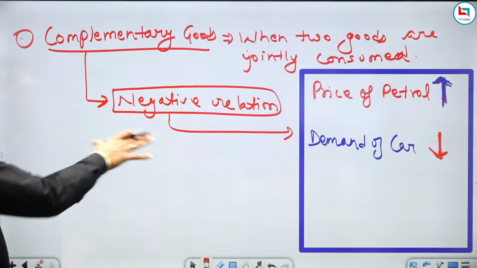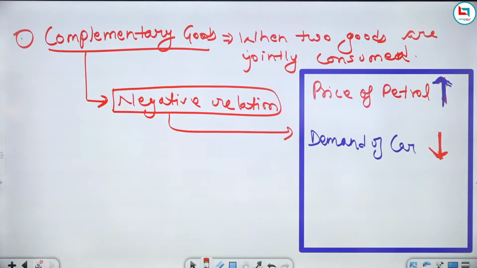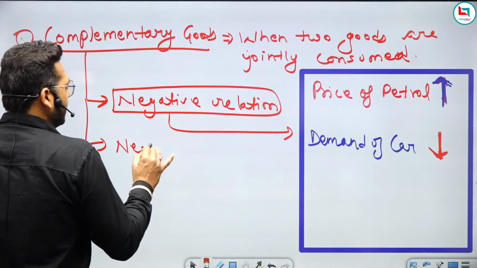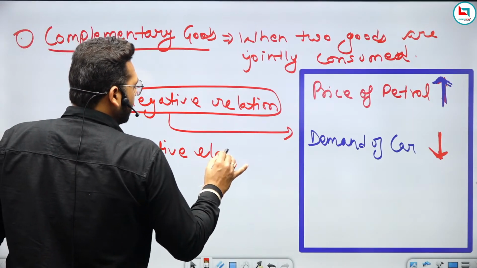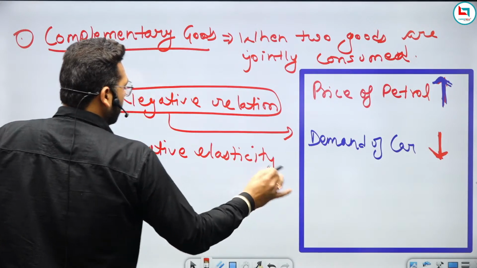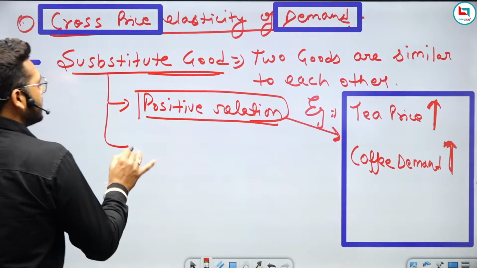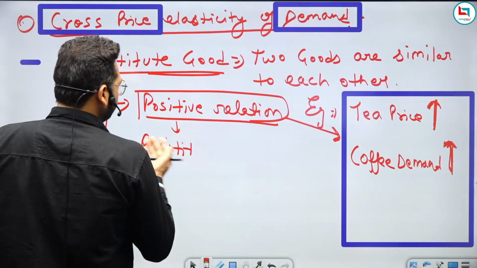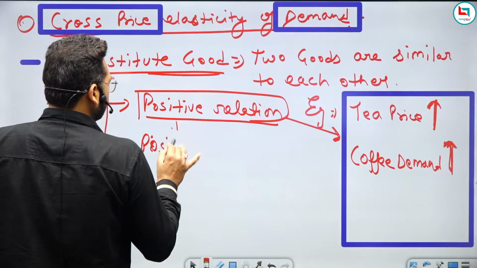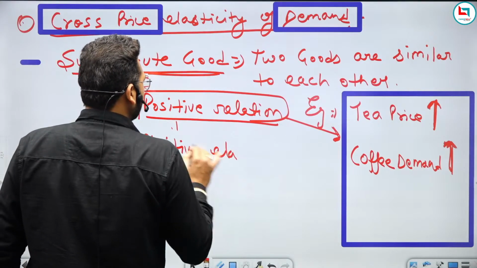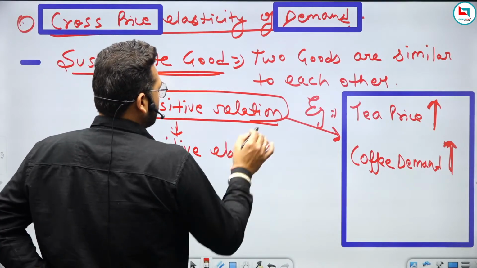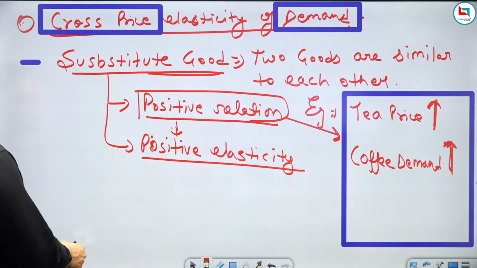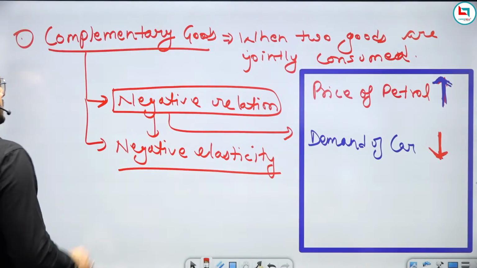So there is the negative relation. So we can say here there is a negative elasticity. In this type we can say there is a positive elasticity, because of having the positive relation. Here you are getting the positive elasticity. Here you are getting the negative elasticity just because of the negative relation.